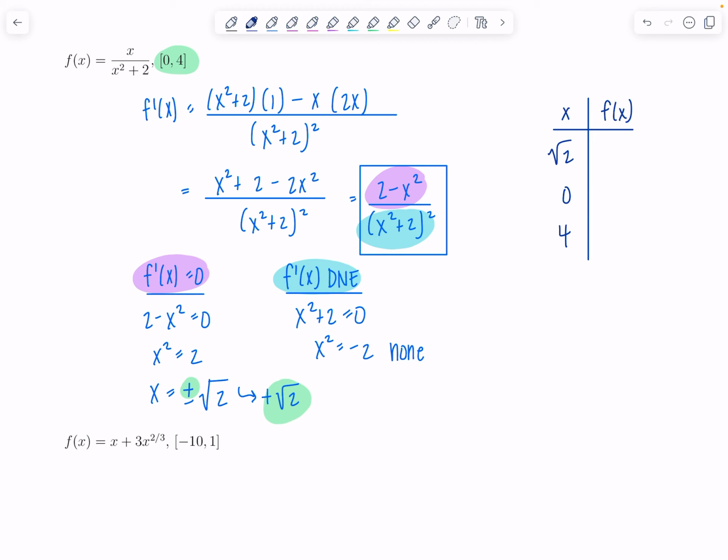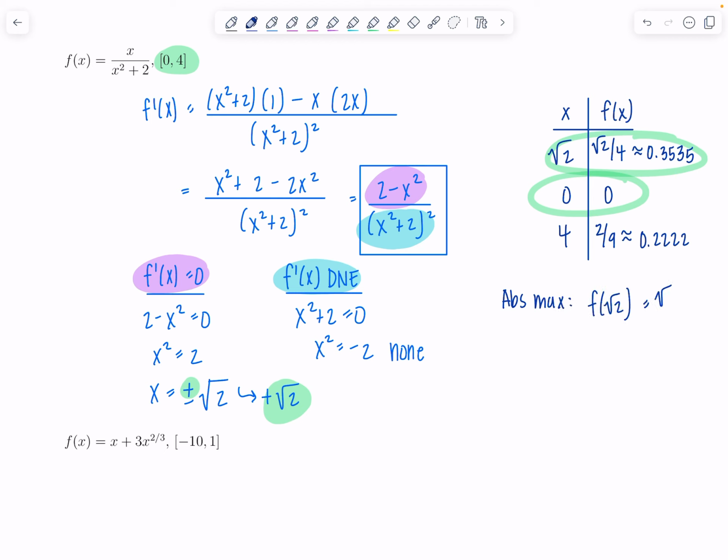Okay, so if you substitute in rad 2 into the original function, you'll have rad 2 over 4, which is about 0.3535. If you plug in 0, you get 0, and 4, you get 2/9, which is just 0.2 repeating, so 0.2222. So can you see which is the biggest and the smallest? Biggest, smallest, good. So absolute max, f of rad 2, which is rad 2 over 4, and then absolute min, good, f of 0, which is 0. Beautiful.